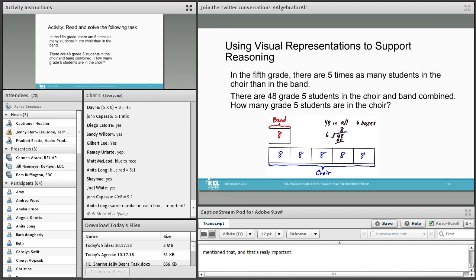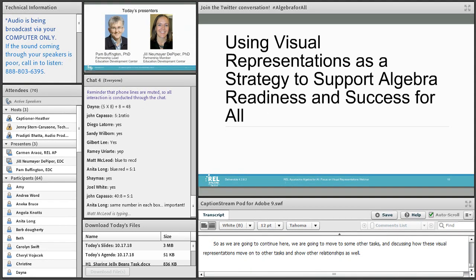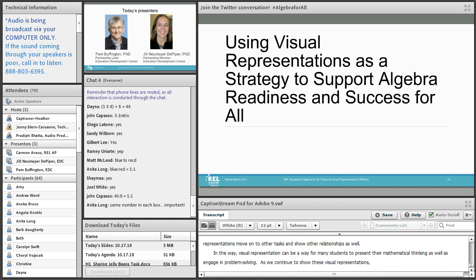So as we are going to continue here, we're going to move to some other tasks and discussing how these visual representations move on to other tasks and show other relationships as well. In this way, visual representations can be a way for many students to present their mathematical thinking, as well as engage in problem solving. As we continue to show these visual representations, please enter any other thoughts or questions into the chat box.